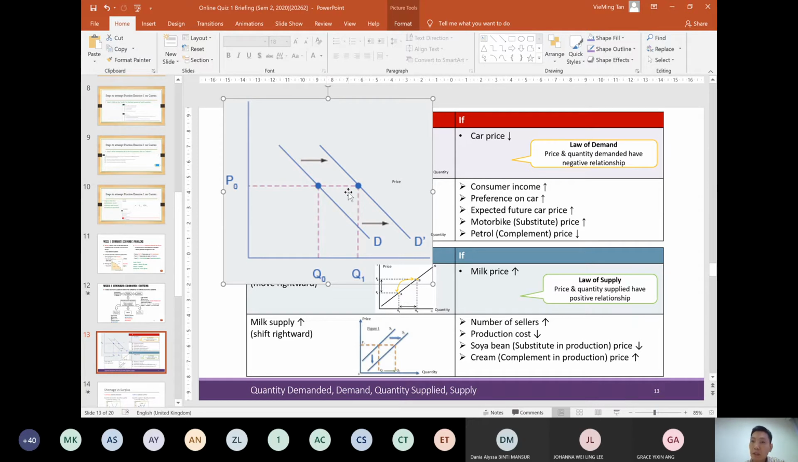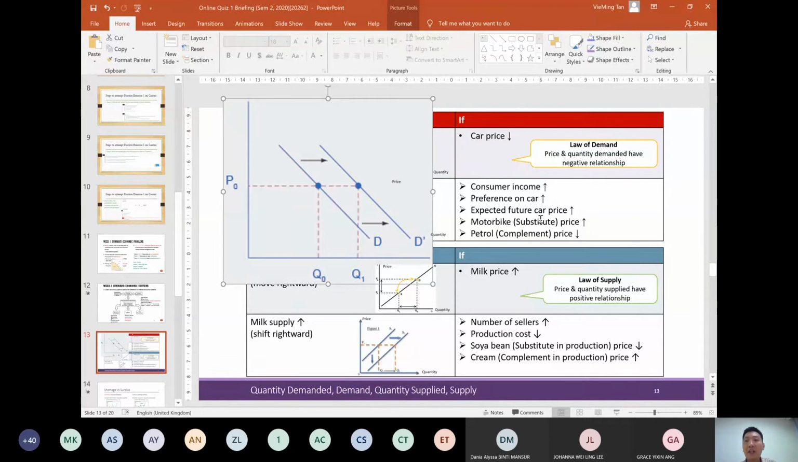Next factor will be expected future car price. If the consumer expect that maybe next month the car price is going to increase, just estimate only, then some of the customer will buy the car now. They'll quickly buy the car now because they expect that the car price will increase in the future. So they'll buy now, even though the car price now is still the same, still at the P0, no change.